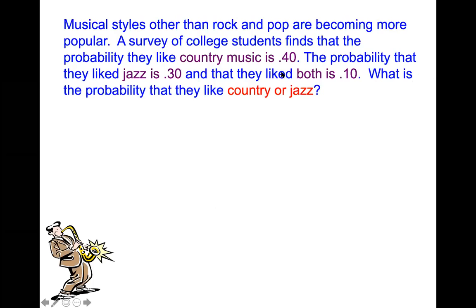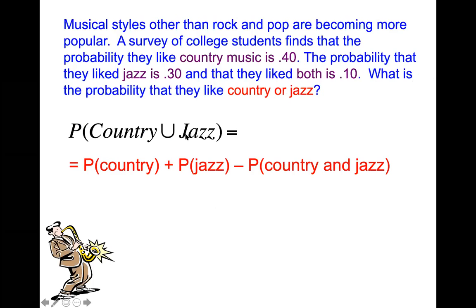So this question is different because now we're asking "or." Always look at what word is happening there, and or. In this case, it's or. So I'm going to use that formula for country or jazz. That's the probability of country plus the probability of jazz minus the probability of country and jazz.